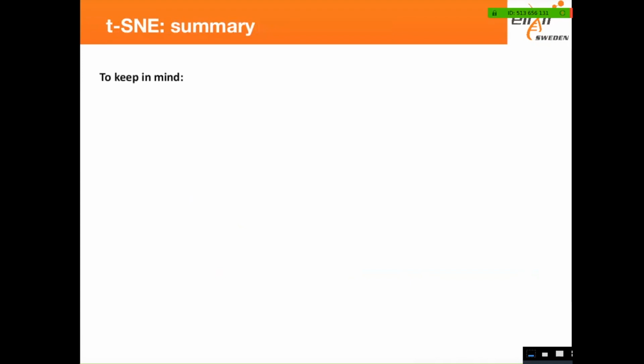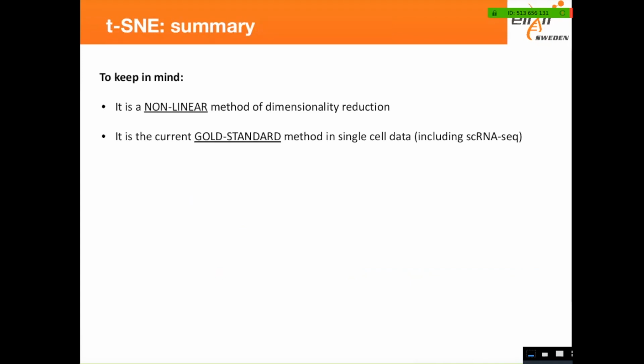So a summary of tSNE. It's a non-linear graph-based method. So far it's still the current gold standard for single cell visualization, but now we're actually transitioning to UMAP. We're in that phase now. It can be run, for example, on the top principal components, so you can choose 10, 20, depending on the data set.